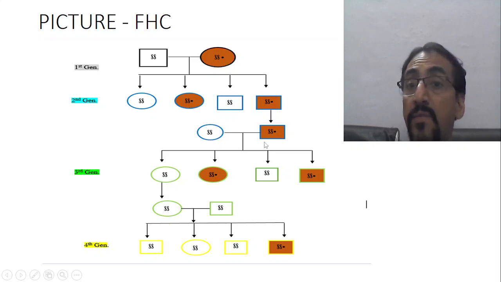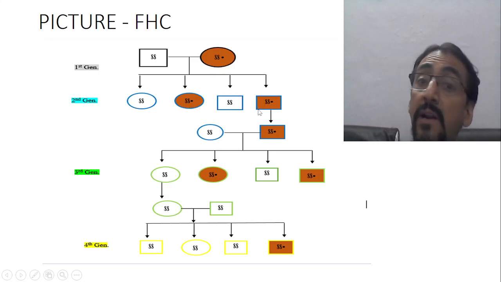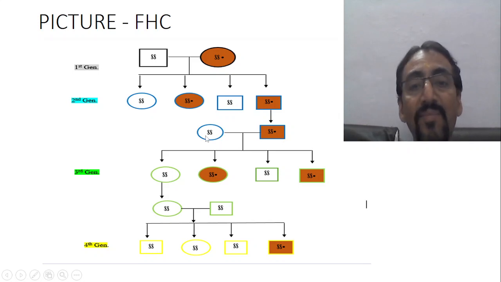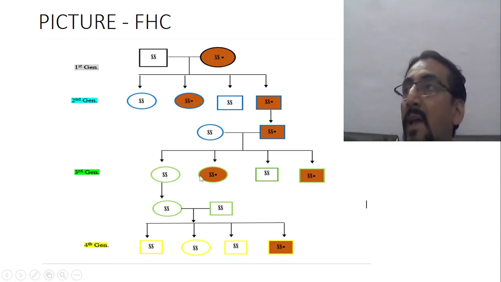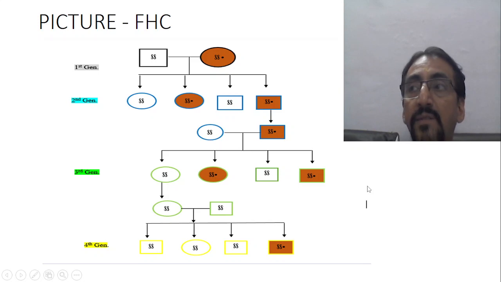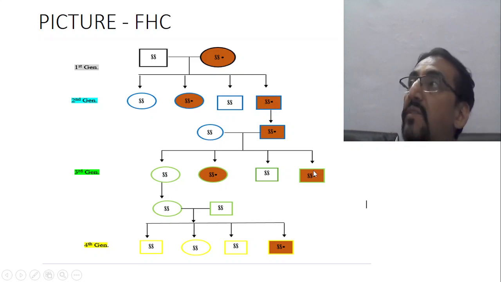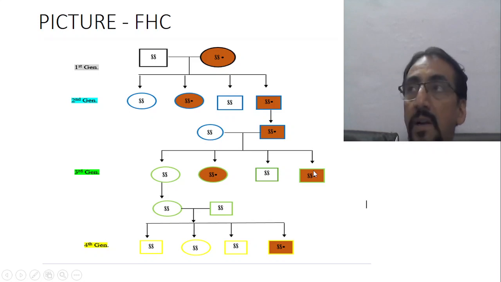Now this particular affected male marries a normal female. So what happens? Again they will have 4 kids. The rules are the same, 50%, 50% for the disease. These two have the disease, and there is no skipping of generation. Here also there is a disease, here also, here also. No skipping of generation, vertical transmission.